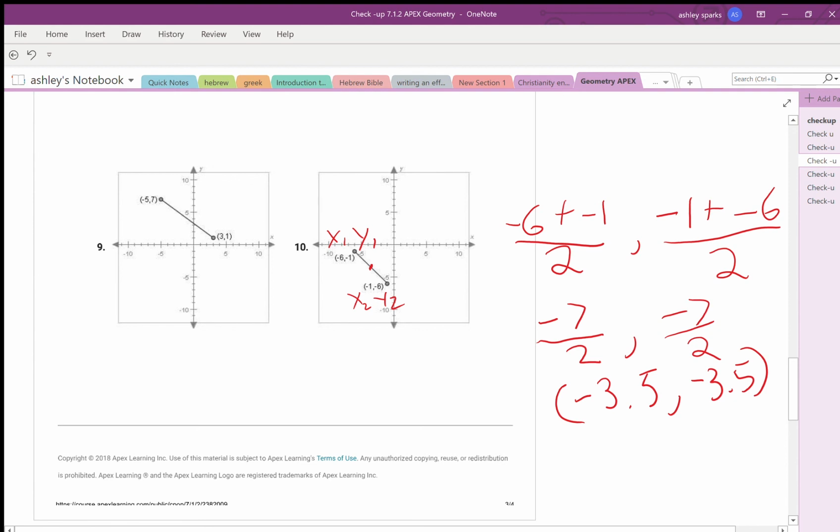Okay? And that's it for this section. Use that formula, practice it up, try out the quiz, have that formula with you while you're doing the quiz, and it should be pretty easy.